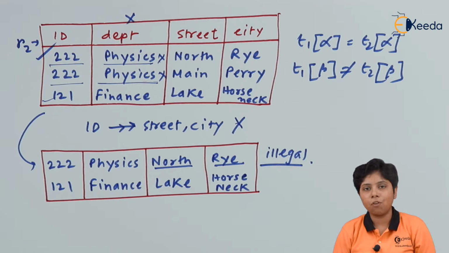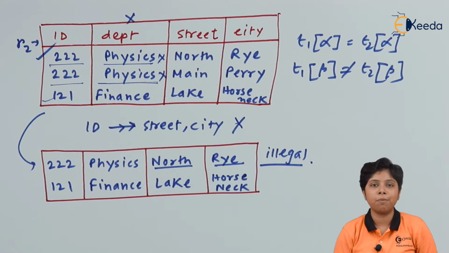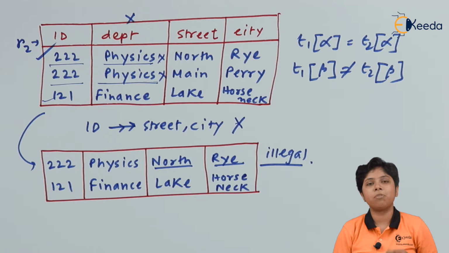Also, it does not follow the satisfaction rule for the decompositions in multivalued and BCNF. So we cannot just reduce the redundancy in an illegal relation. An illegal relation is a relation that has lost some physical information from it, not the logical one.